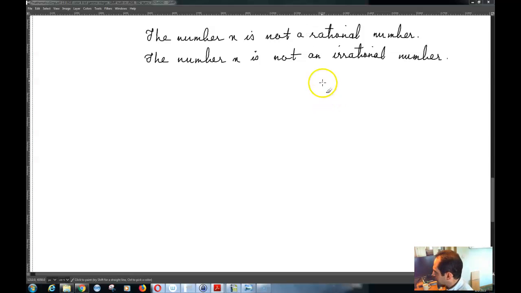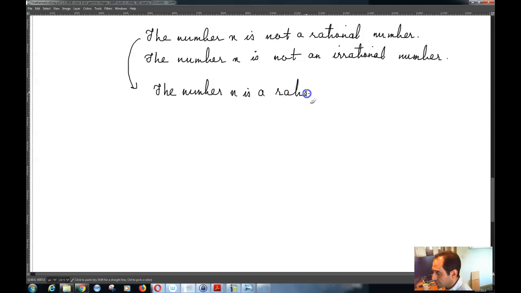So it says that the negation of the first statement is the number x is a rational number. So if you want to negate this statement, you would say the number x is a rational number, right?